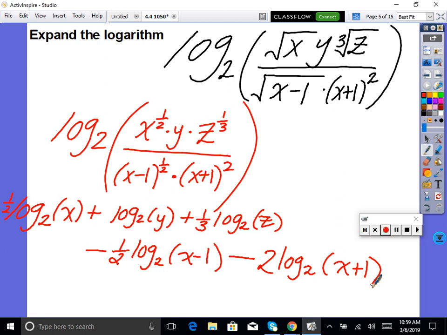If you have questions on any of it, make sure you ask. Notice there's 2 subtraction signs because these are both on bottom, so just don't forget that if things are on bottom, there's got to be a subtraction sign in front. All good with that? Ready to try another one by yourself?